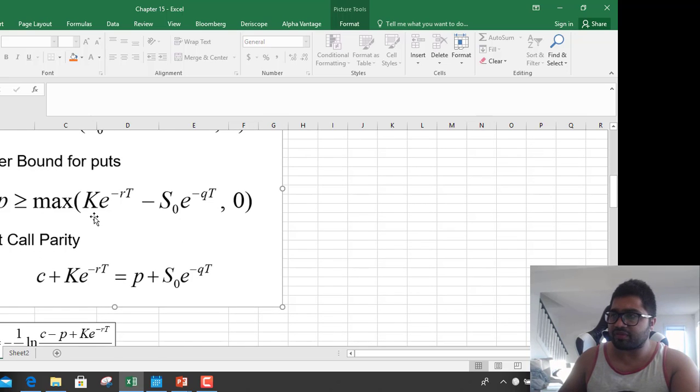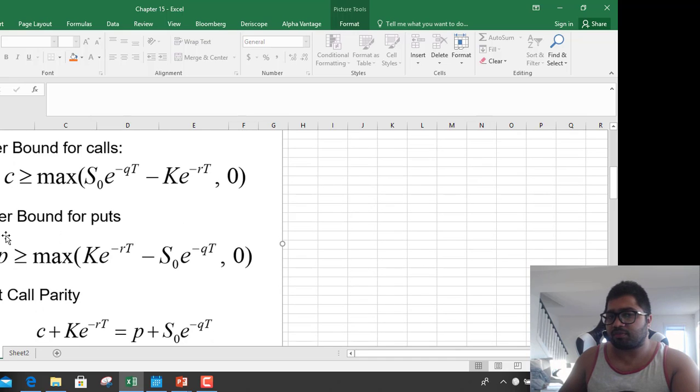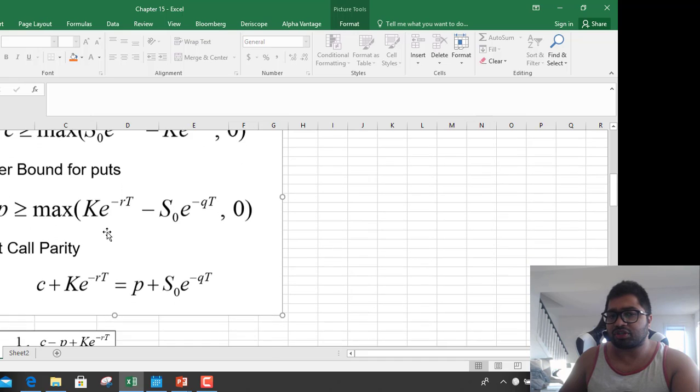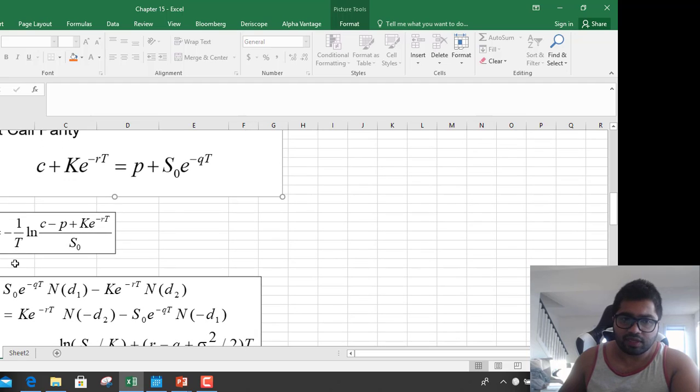Okay. In the same way we have to substitute in put-call parity too. So C plus K e^(-rT) was already there: call plus bond, the present value of the bond discounted at the risk-free rate, equals put plus stock. Now instead of S0, we are going to substitute S0 e^(-qT). So all the formulas, the lower bound for call, the lower bound for put, put-call parity, everything changes.